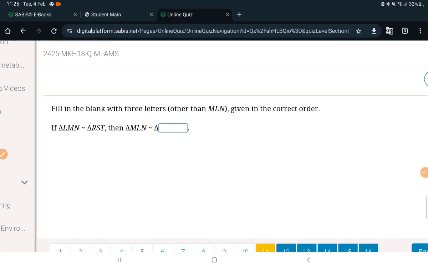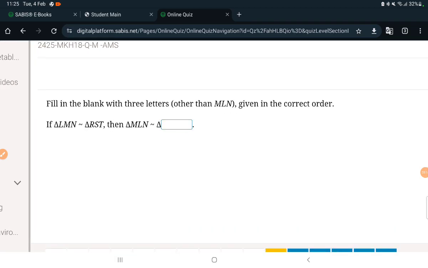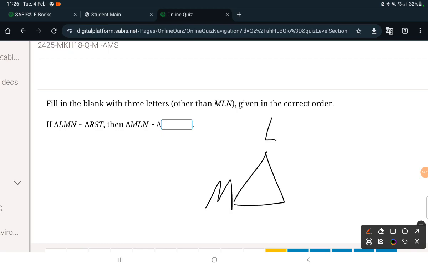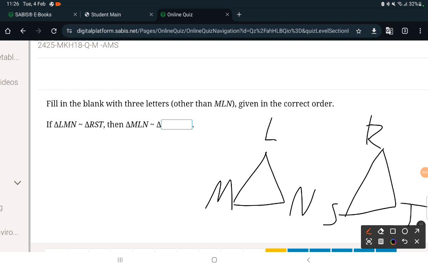Okay, if LMN is similar to RST, then MLN is similar to box. Okay, so here we just need to rearrange the letters. Let's draw the figure. So we have LMN is similar to RST. Then MLN is similar to box.